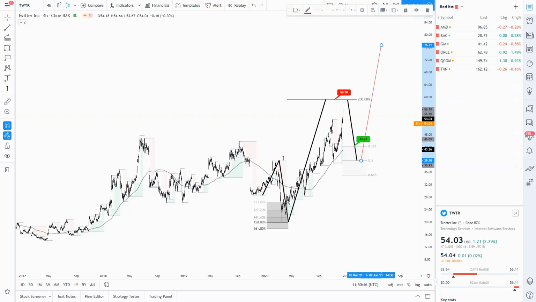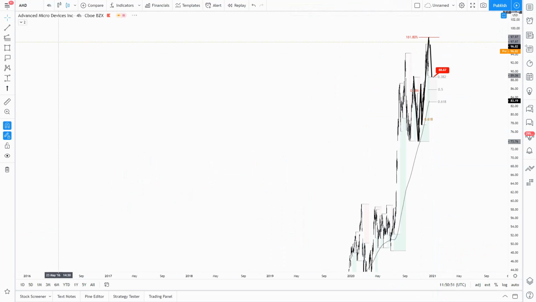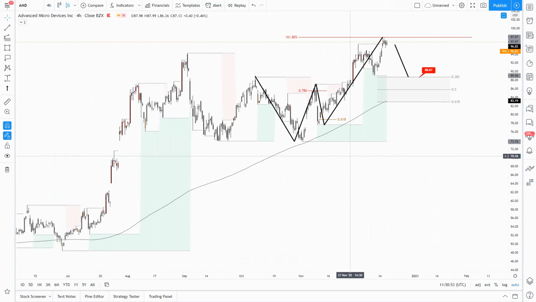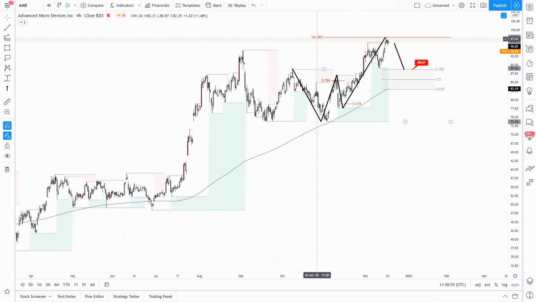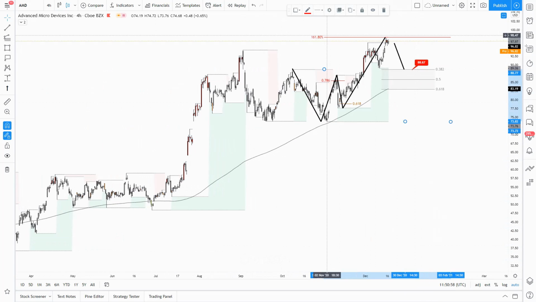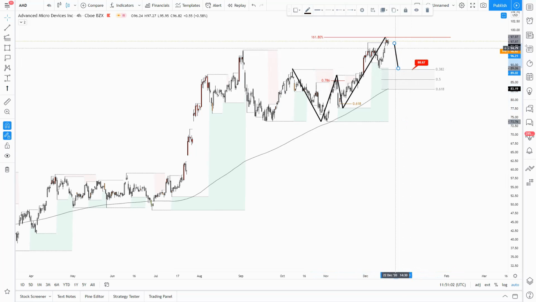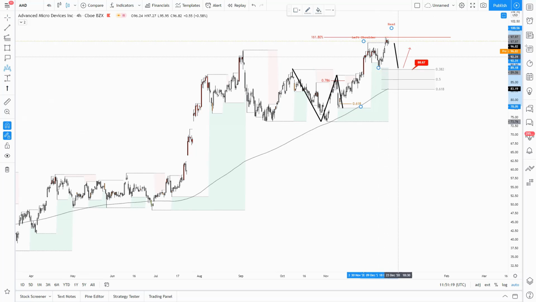So let's go into some of the stocks that I have on my red list. This is AMD. We are already trading that golden Fibonacci extension, so I do expect AMD to pull back a little bit from these highs, and if that happens, I will wait for that bounce and note that we may be facing also the potential head and shoulders here. So nothing is granted, of course.